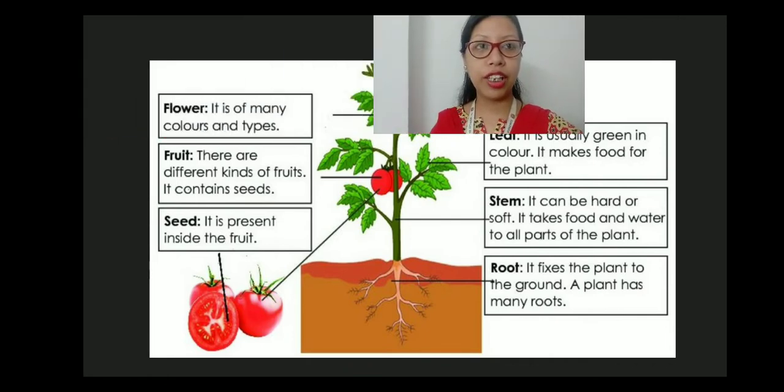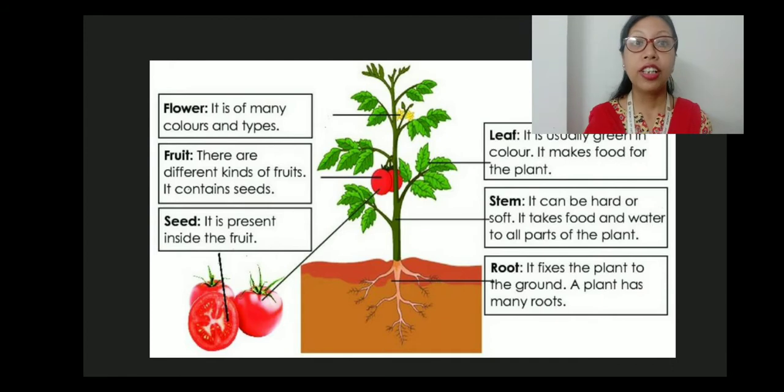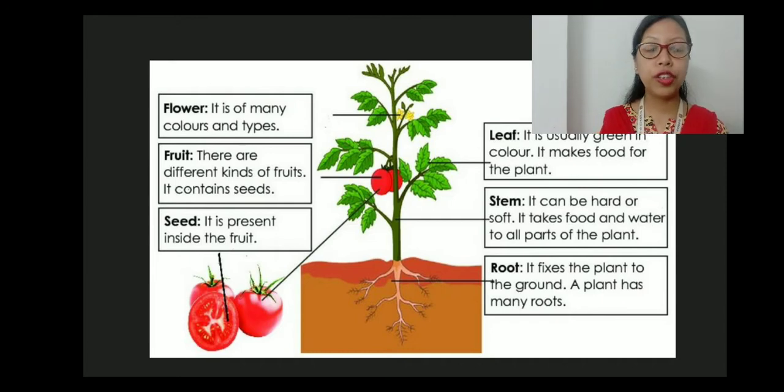Now let us come to the parts of the plant. Let's do a quick recap of the different parts. The different parts were flower, fruit, seed, leaf, stem and root. Now this is a plant, and every plant has leaves. What are leaves? Leaves are usually green in color, right? And they make food for the plant.